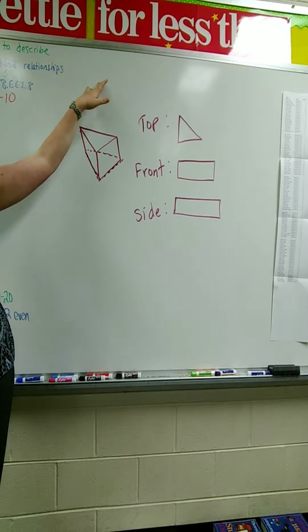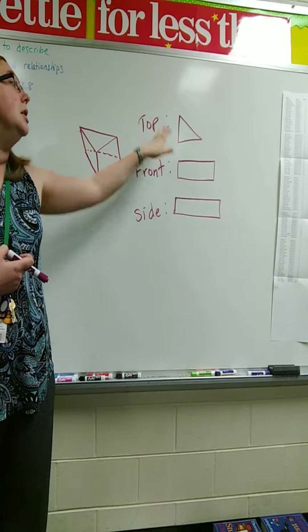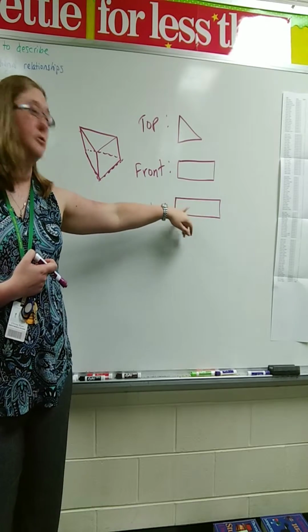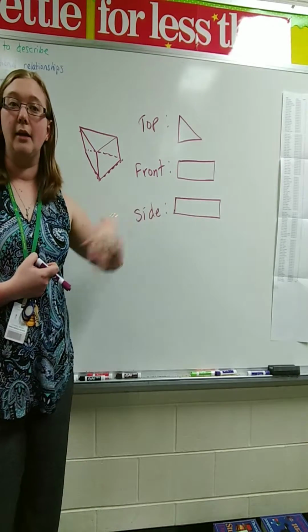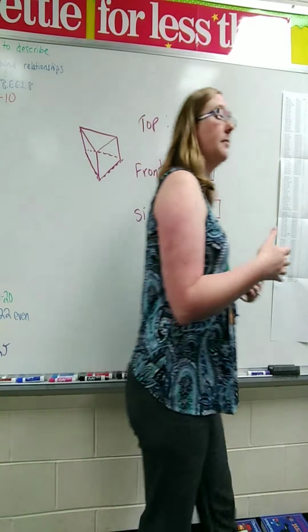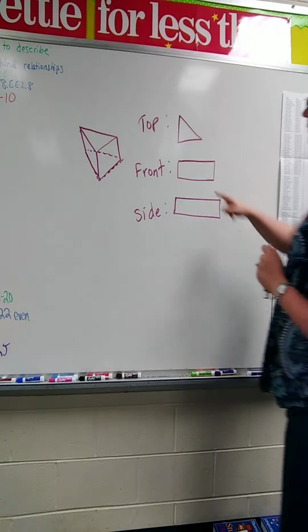Do we know how to draw a triangle? Yes. Can we draw a rectangle? Yes. If you were drawing this, do I need it to be perfect? No, you're giving me a sketch. Is it a triangle or a square? It's a rectangle. So the front is a rectangle.